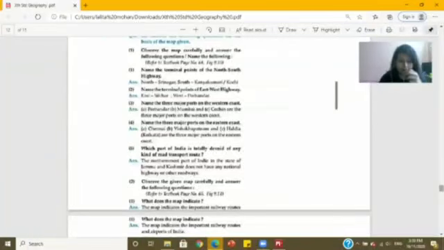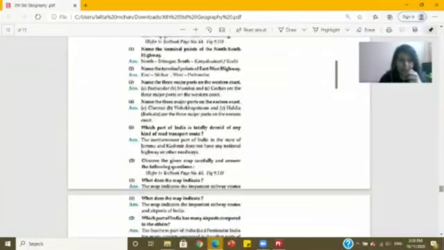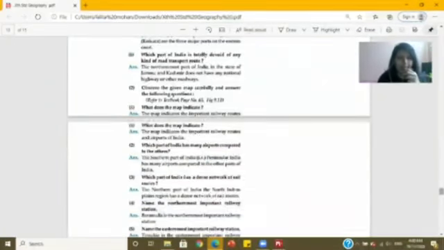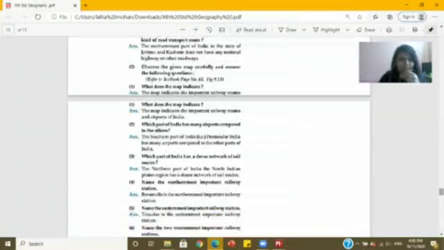other roadways. Second, observe the map carefully and answer the following questions. This is on page number 65 of your textbook. What does the map indicate? The map indicates the important railway routes. Second, which part of India has many airports compared to the others? Answer is the southern part, that is the peninsular India has many airports compared to the other parts. Third, which part of India has dense network of rail routes? Answer is the northern part. The North Indian plains has a dense network of rail routes.